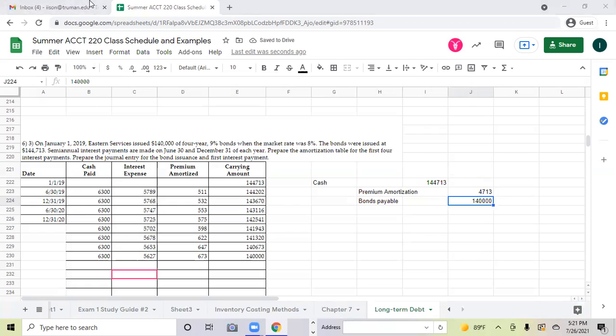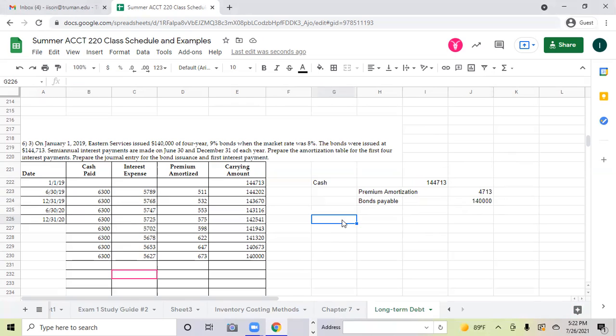Actually, on this table, it doesn't have it, but anyway, it's just the difference between the two. So that's the initial journal entry. We received $144,713. We have a payable of $140,000, and the difference is the premium amortization. Now, prepare the journal entry for the bond issuance and the first interest payment.